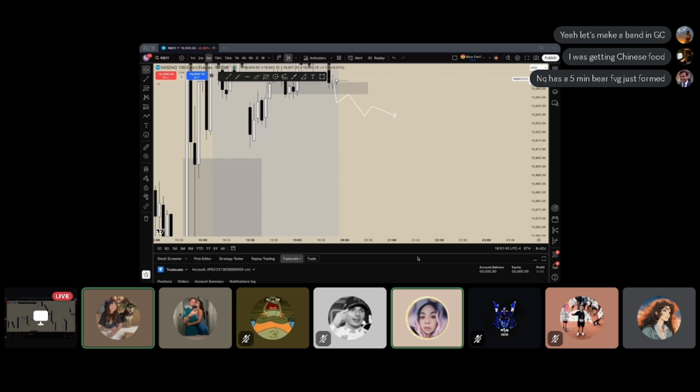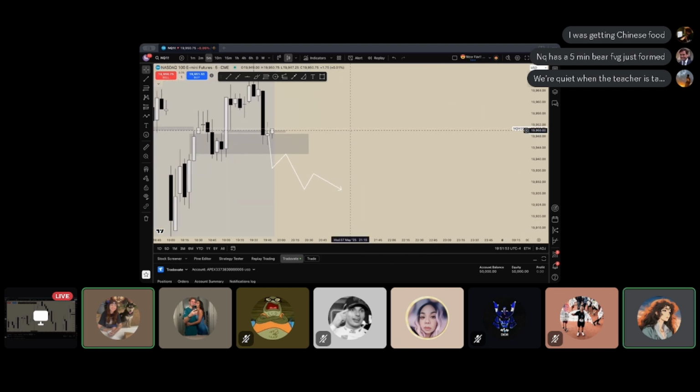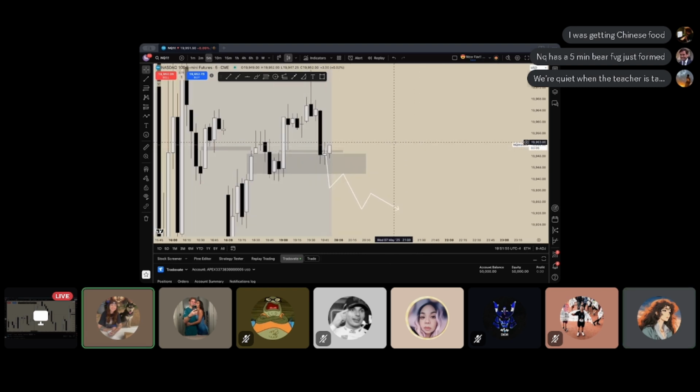Okay, NQ has a 5-minute bear flag. Let's see. Yes, I also think it could potentially be forming a Head and Shoulders. Potentially.